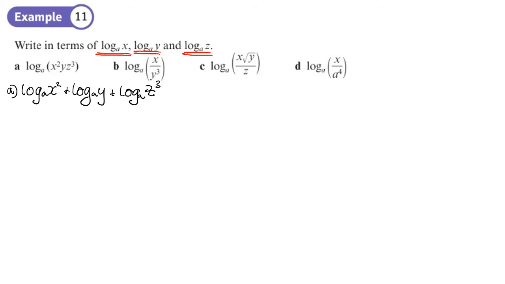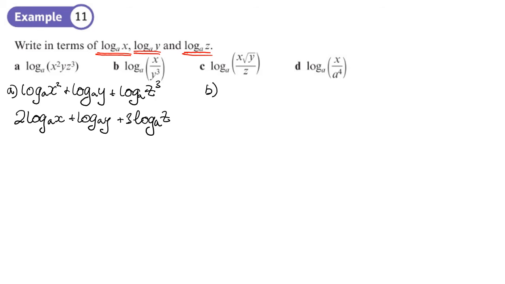Now the powers can go at the front, so you've got 2 log base a of x plus, there's no power there, log base a of y plus 3 log base a of z. So that's part A done.